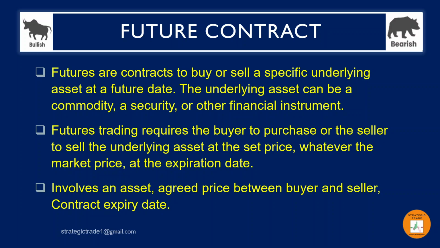Based on the prediction, one can buy the futures contract of a particular company, like a cement company or a steel company. They can buy the contract at a set price, whatever the price is running at on that particular date. Then when the contract period is ending, the price may go up also, or it may go down also.